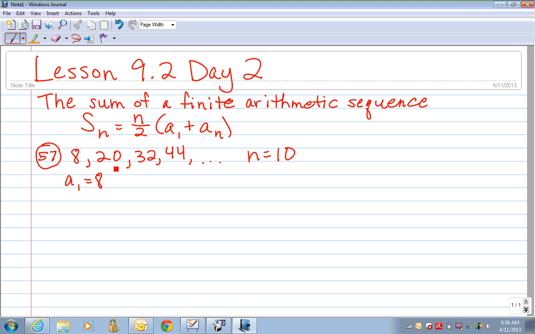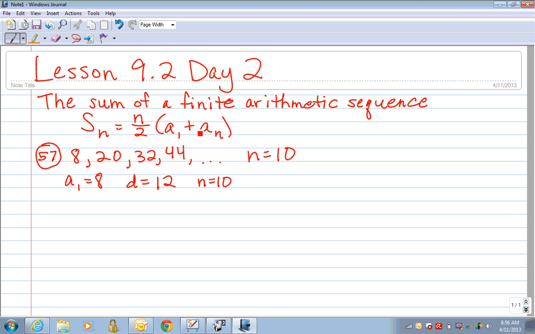So basically we can see that our first term is the 8. That's going to go in our formula. We can see that the common difference is 12 because we take 20 minus 8, which is the 12, or 32 minus 20, or 44 minus 32 to get the difference. And we know that n is 10. They told us that.